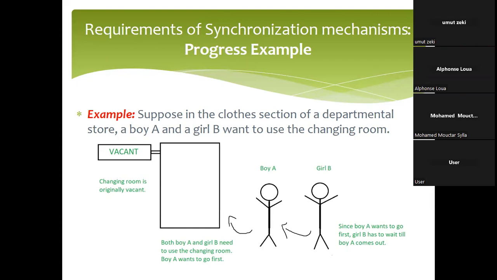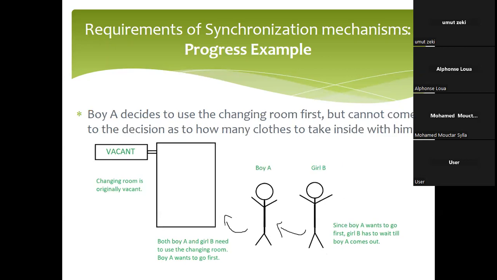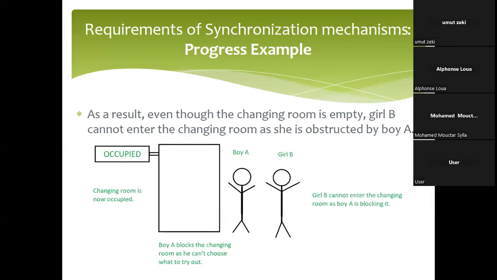Okay, so a mechanism should be there that says, boy A, okay, sit down and think what you are going to try, and let girl B use the dressing room. So the programs should continue to use the critical section, and this is called progress. This is the example, just with an analogy.